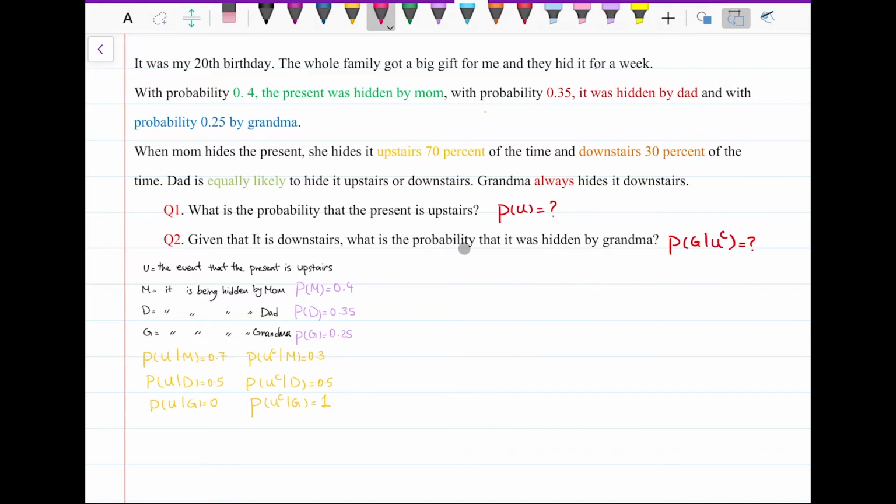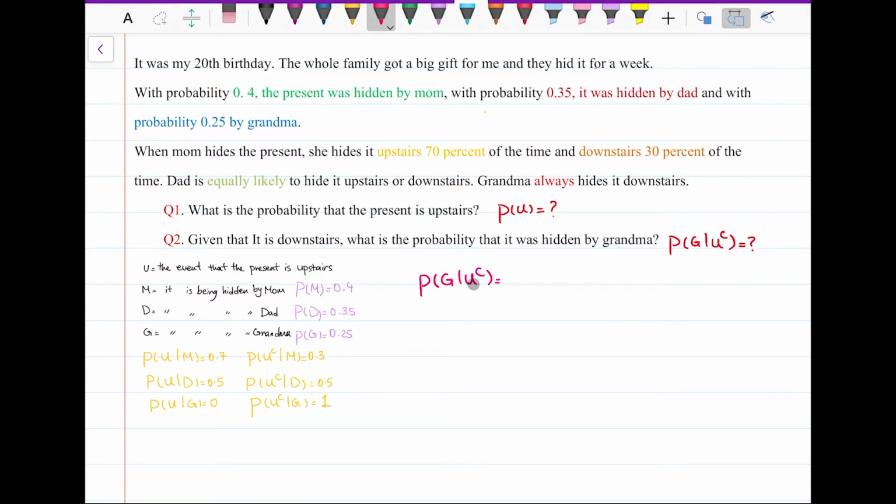Now I want to find the probability that the person was hidden by grandma given that it is downstairs. So I'm looking for the probability of G given UC. How can I find this one? As you see, in all the information that I have, probability of U given M, D, or G, or the complement of that, probability of UC, downstairs, given M, D, or G. So this one, the question is kind of backward. Probability of the person was hidden by grandma given that it's downstairs. How can I find this one? I'm going to use Bayes' theorem for that.